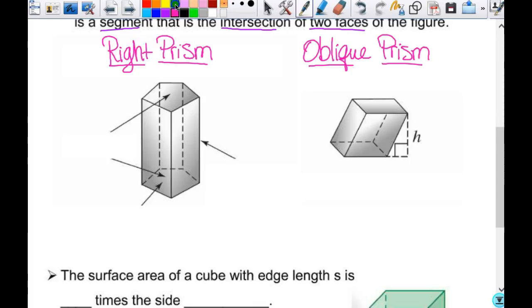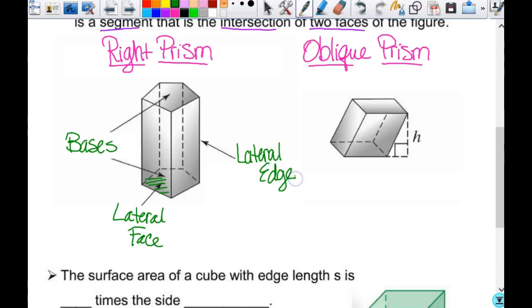All right, so to label these things, these two are pointing to the bases. This is not doing a great job of pointing because it kind of looks like it's pointing to a base, but I'm really trying to get it to point to like here so that it's a lateral face. Then this is a lateral edge, because it's where two lateral faces come together.